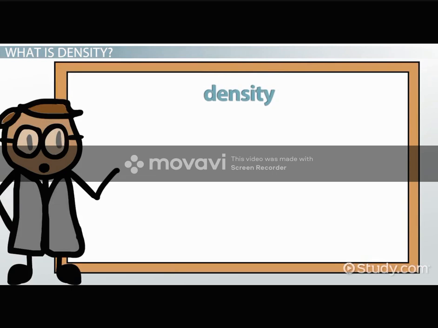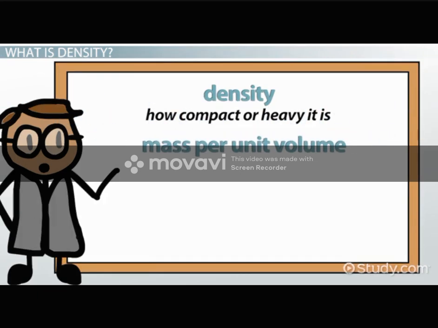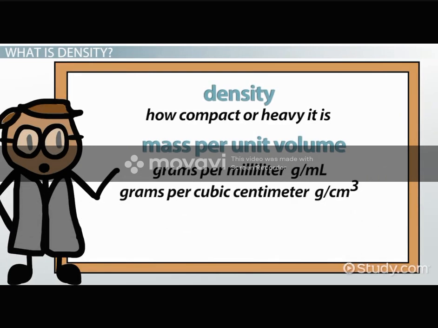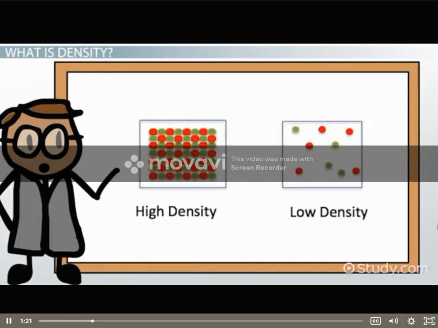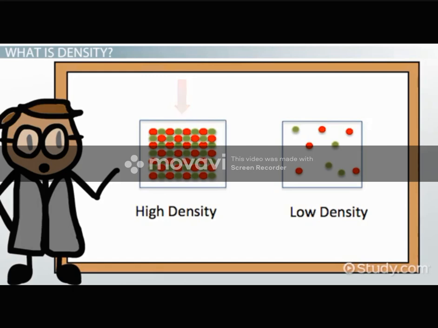An object's density is a measure of how compact or heavy it is in a given volume. We measure density in mass per unit volume, which is written using measures like grams per milliliter, grams per cubic centimeter, or kilograms per liter. Here are two objects with different densities. On the left is an object highly packed with particles. That means it has a high density. On the right is an object with a low density. You can see that the particles are not packed tightly, but that there are fewer particles occupying the same volume.